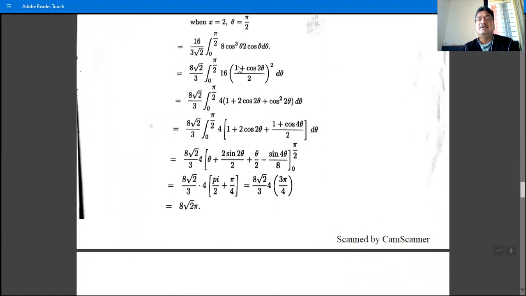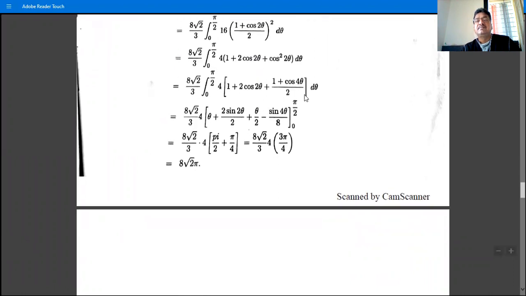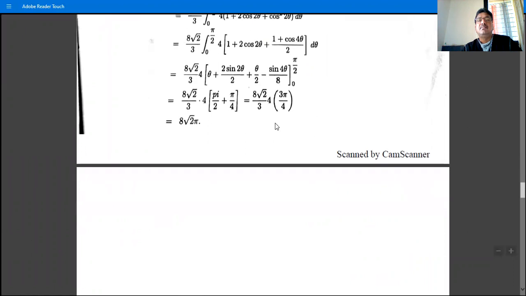Cos raised to 4 theta is actually cos square theta squared, where cos square theta is (1 plus cos 2 theta) divided by 2. Then its simplification is this, and then integration is this. Then the value at the upper limit minus value at the lower limit, that is substitute theta as pi by 2. We have this answer, 8 root 2 pi.